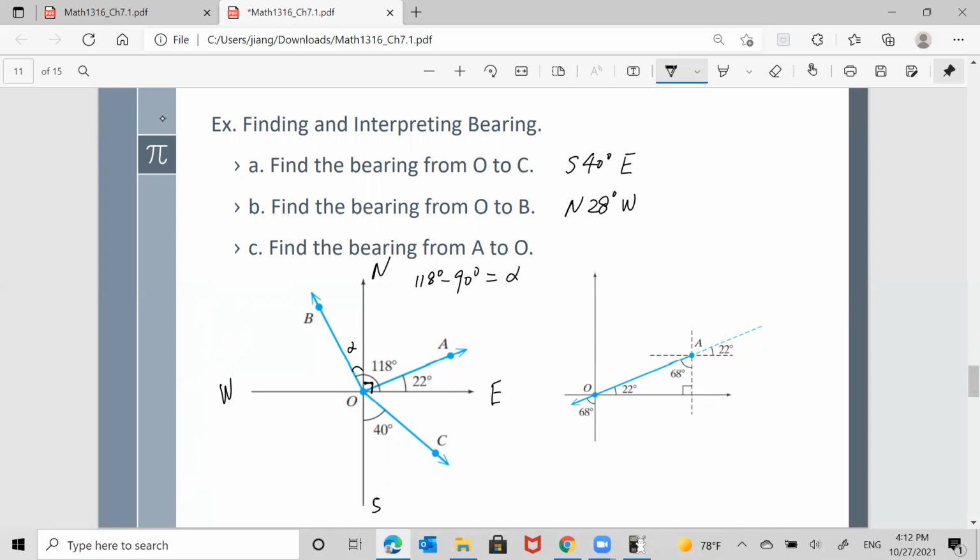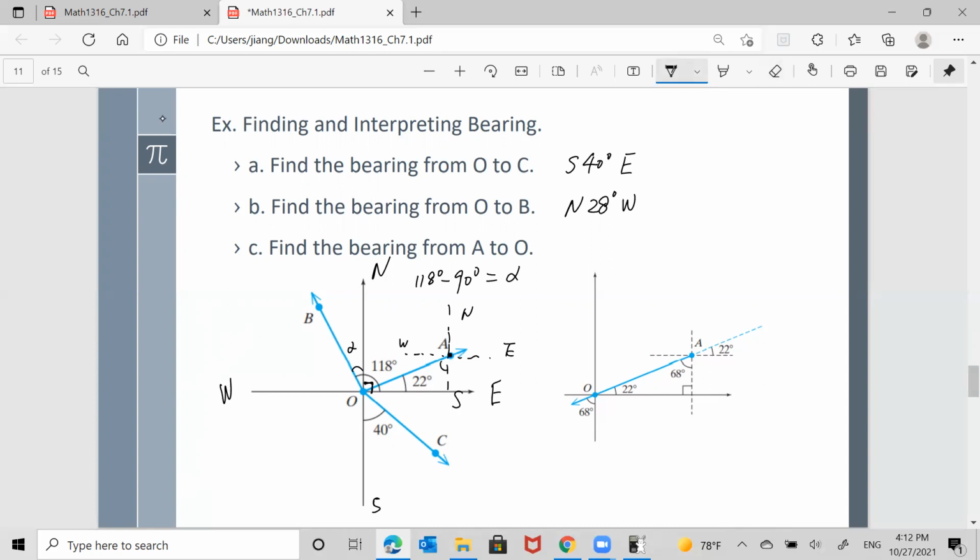Okay, and number C, find the bearing from A to O. So the starting point is A, not O. That means A is our origin. That means I need to draw a horizontal line for the west-east line and the vertical line for the north-south line.